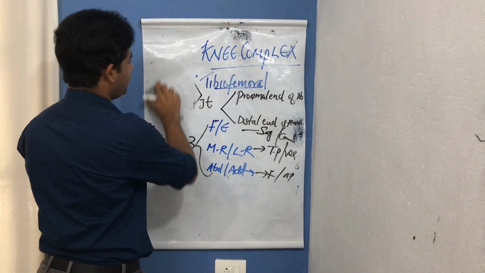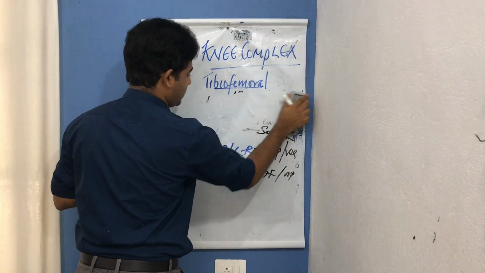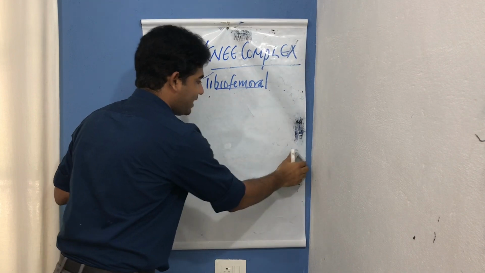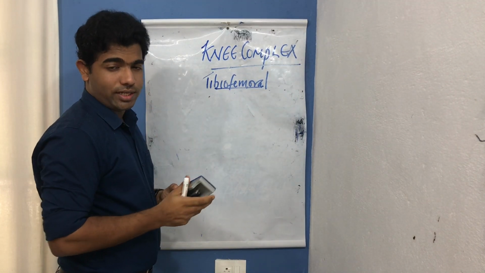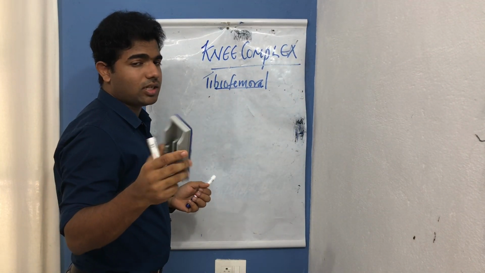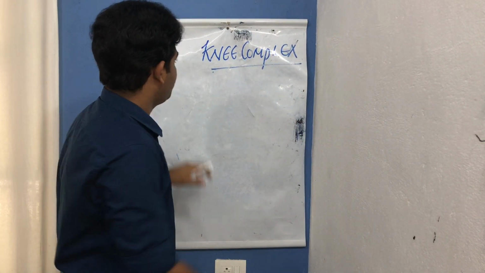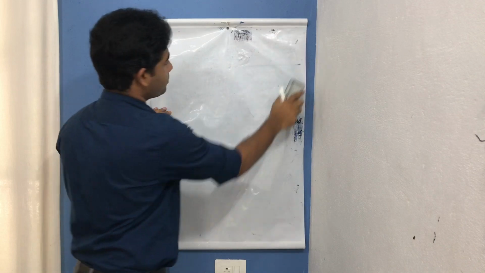Now we are going to discuss in detail the tibiofemoral joint. Before that, what type of joint is it? It is a double condylar joint. And how many degrees of freedom does it have? It has 3 degrees of freedom, right? Okay. Now the tibiofemoral joint.